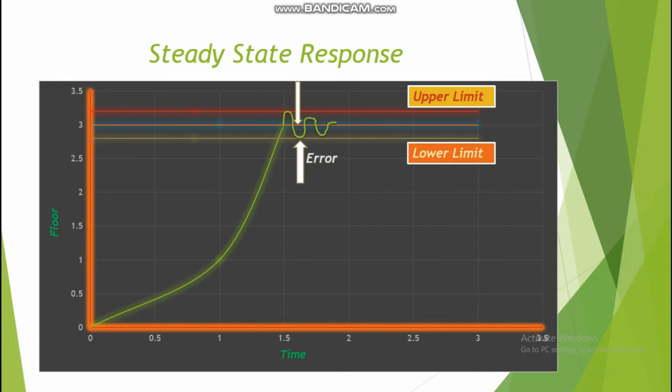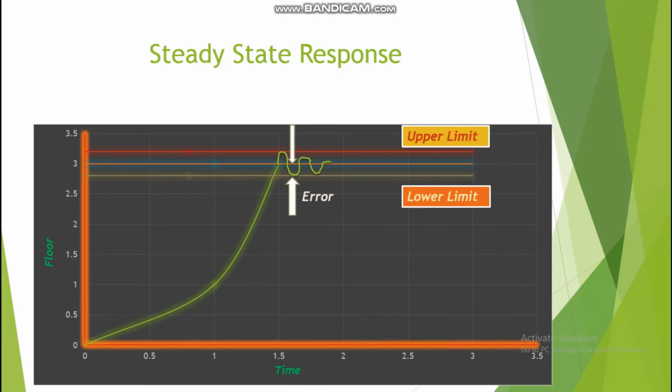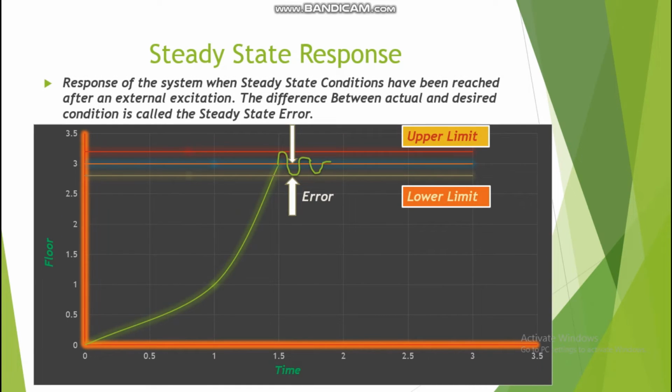The difference between the actual value and the desired value at a steady state is known as error. This error is sometimes termed steady state error, as it is at a certain steady state. So we can say that it is the response of the system when steady state conditions have been reached after an excitation.